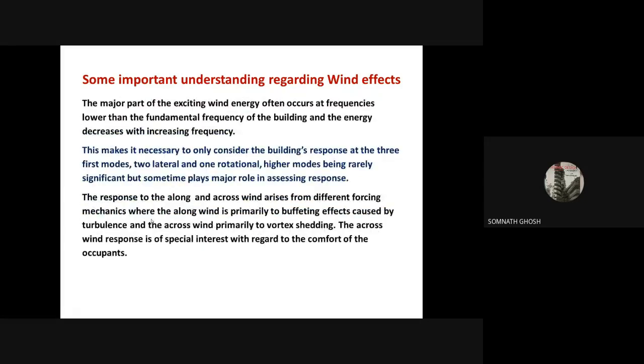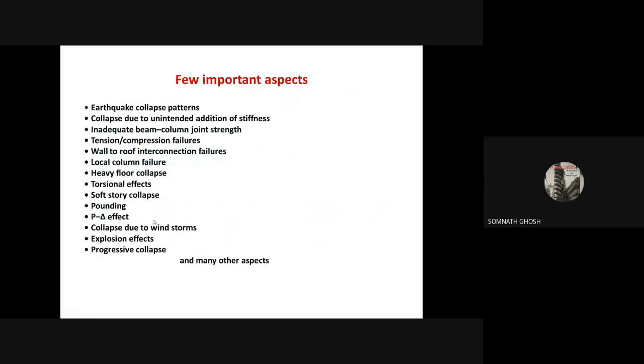Now you see, these are a few aspects. I'll not go into detail, I'm just listing them out so that you start thinking right from now. The earthquake collapse pattern, which you have to control by introducing shear walls or something, by making joints better. That is a different, very important step. Collapse due to unintended addition of stiffness: you are not doing that correctly. I'll show you the examples.